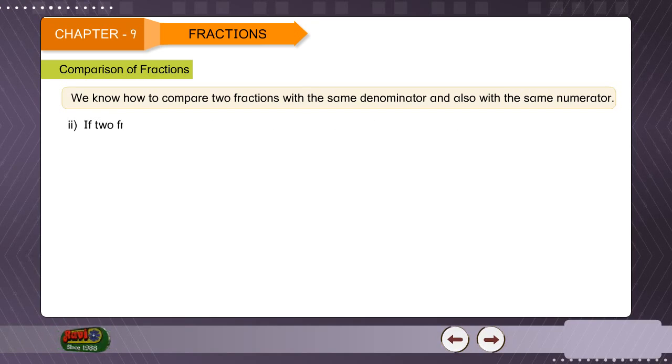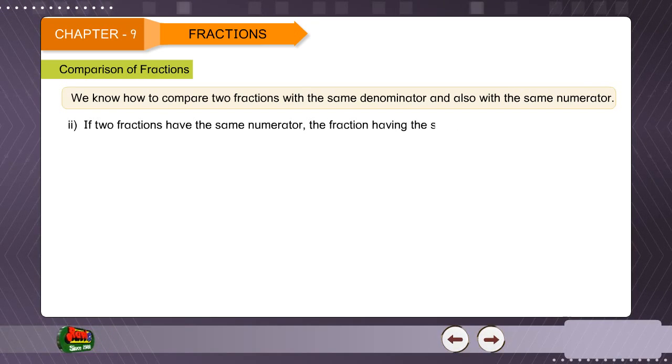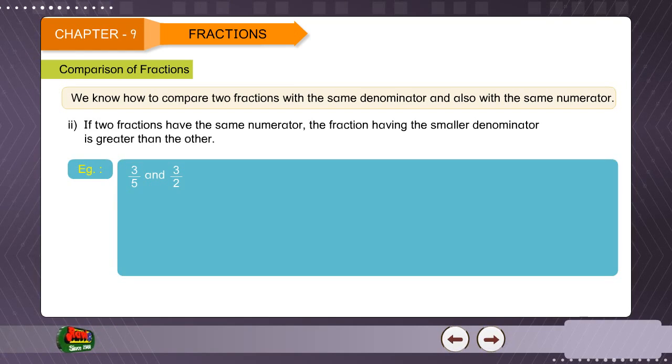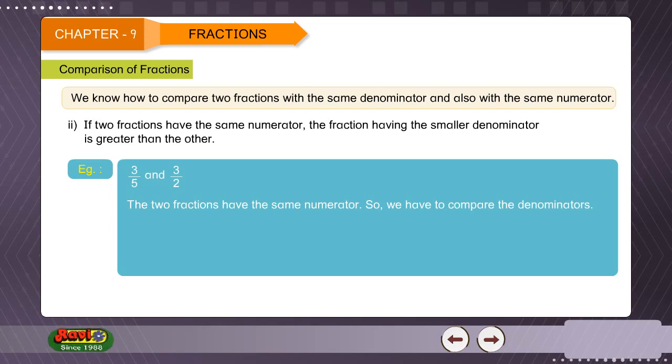2. If two fractions have the same numerator, the fraction having the smaller denominator is greater than the other. Example: 3 by 5 and 3 by 2. The two fractions have the same numerator, so we have to compare the denominators. Here 5 is greater than 2, so 3 by 5 is less than 3 by 2.